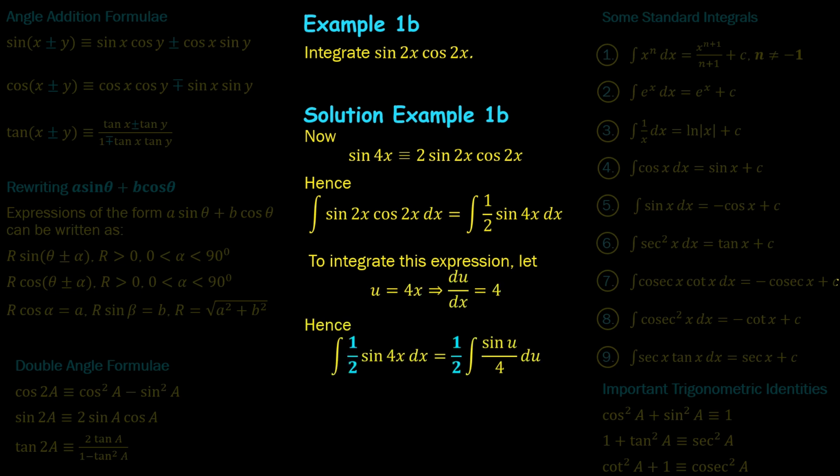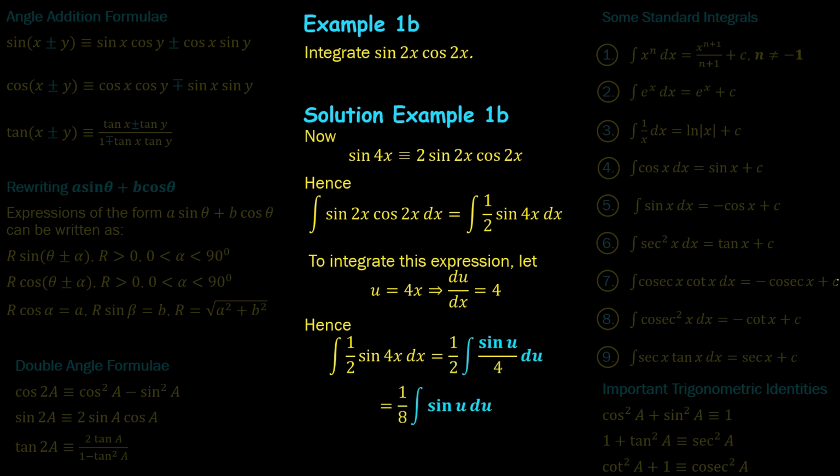So let's now integrate a half sin 4x. We can take the half outside the integral sign as shown. Sin 4x now becomes sin u, and dx is replaced by du over 4 as shown here, to give us this expression. We can take the constants out as shown, so half times a quarter is all now outside the integral to give us 1/8.